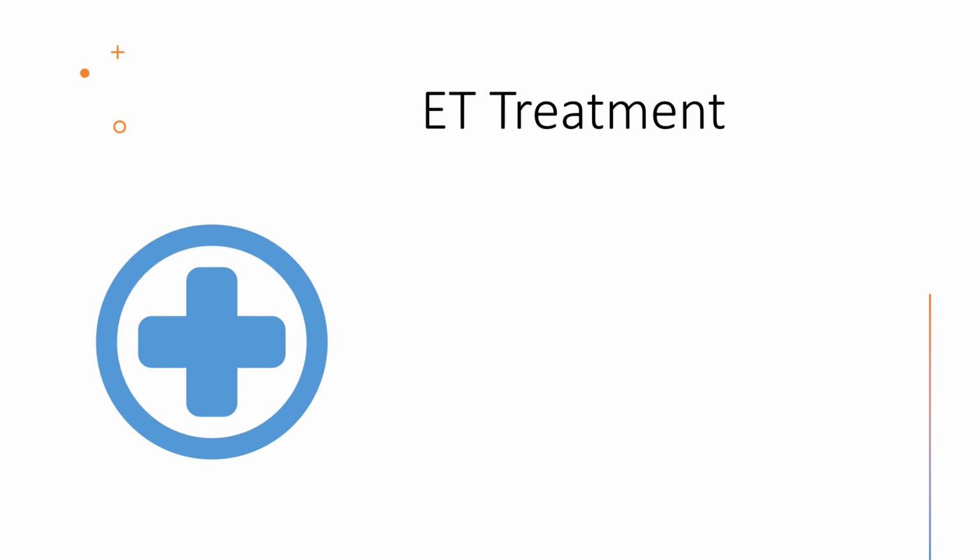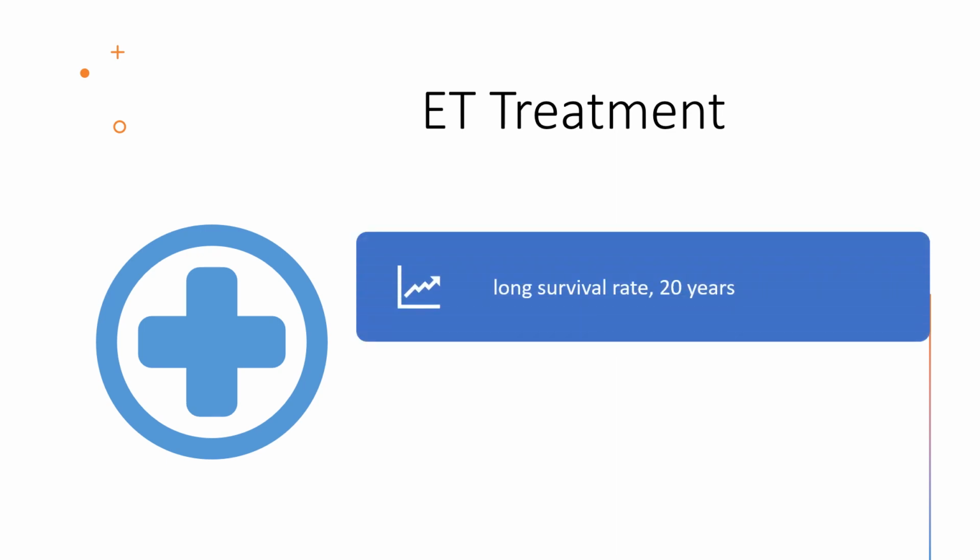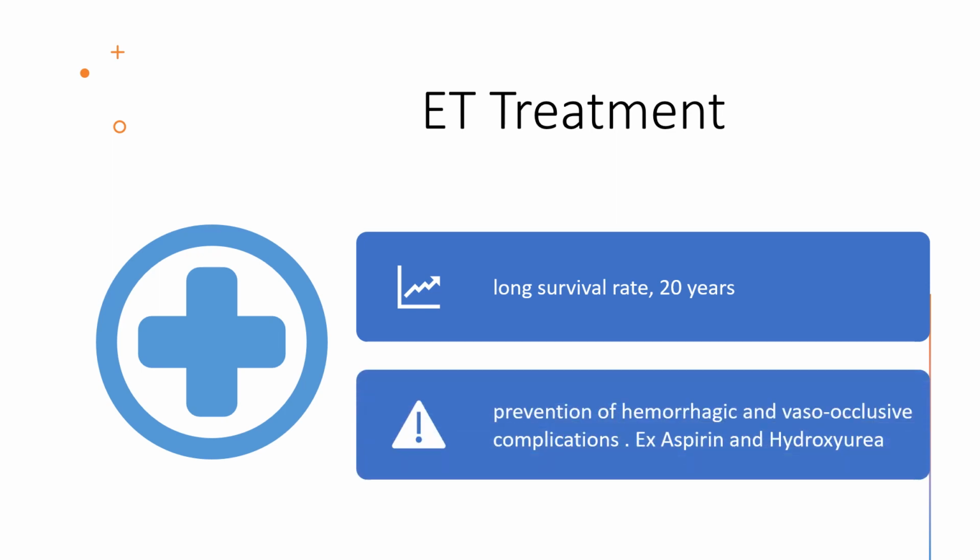The median survival for patients with essential thrombocythemia is 20 years, giving it a long survival rate. Treatment involves the prevention or early alleviation of hemorrhagic or vaso-occlusive complications that occur because of the increase in platelets. Therefore, the production of platelets must be reduced by suppressing the marrow megakaryocyte production with alkylating agents like hydroxyurea.